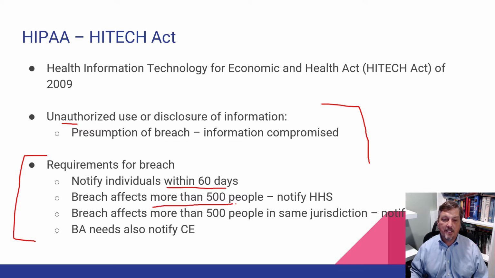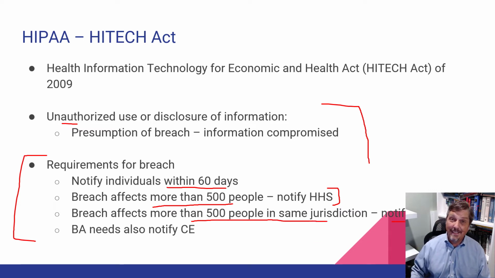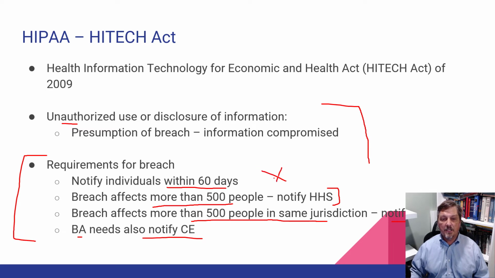If the breach affects more than 500 people, notify the Federal Department of Health and Human Services. If the breach affects more than 500 people in the same jurisdiction, notify the media. And a business associate must also notify the covered entity for whom they're processing PHI that there has been a breach. So these are pretty significant notification requirements. Note that they are in addition to whatever requirements may be imposed under state data breach notification laws.